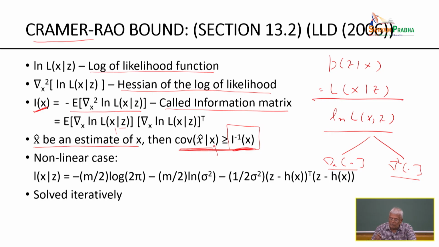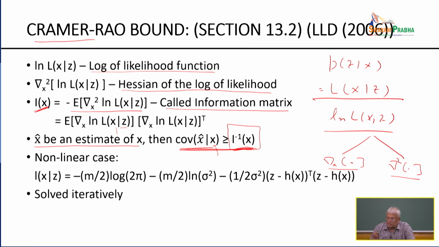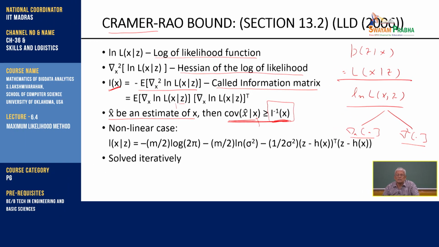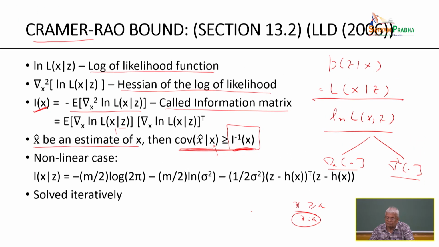So if the covariance of any estimate is greater than the inverse based on the log likelihood function, if it is equal, it is optimal. Please understand, if a quantity x is always greater than or equal to a, when x is equal to a, we say a is the boundary value, the best value. Therefore, the covariance matrix is always greater than or equal to the inverse of the information matrix, and the information matrix is given in terms of the likelihood function.